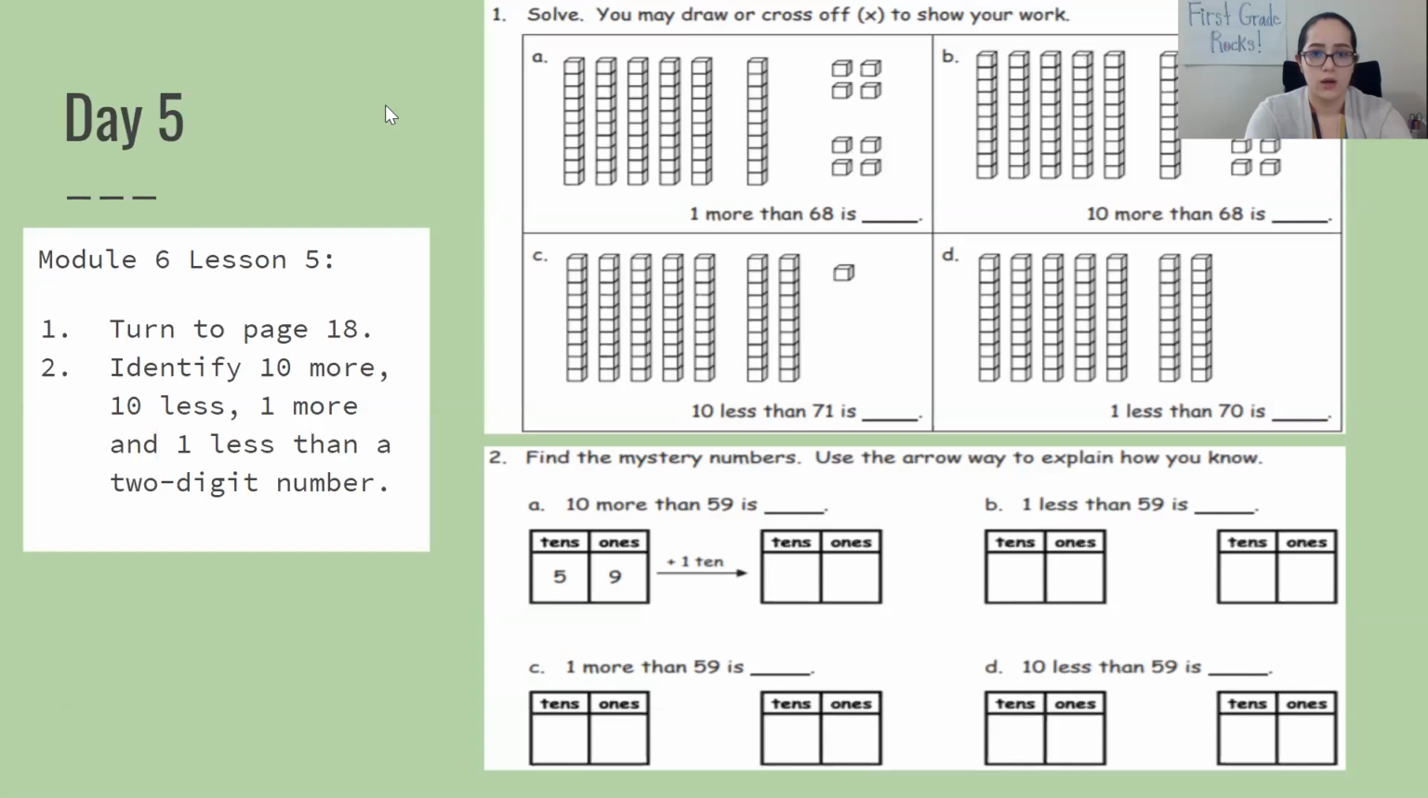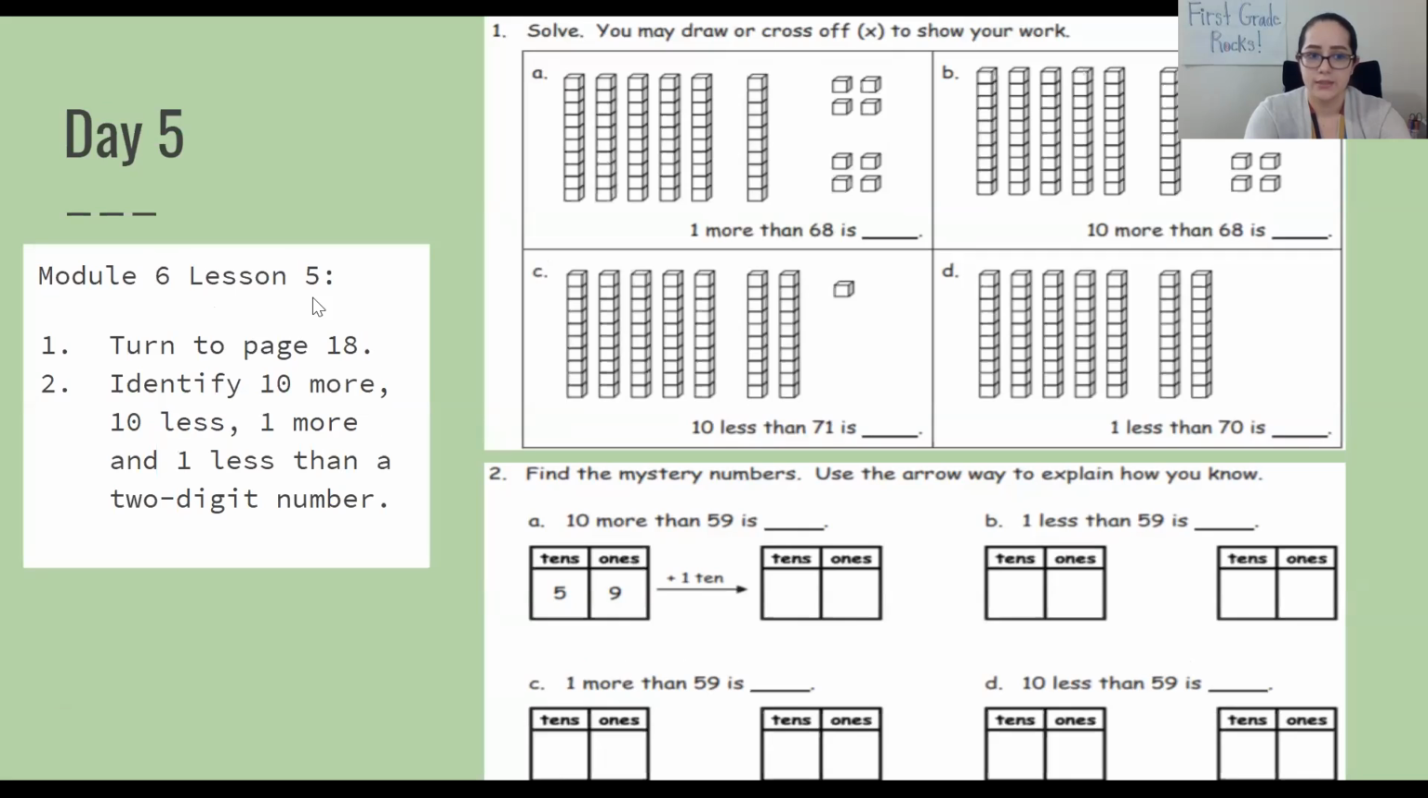All right, continuing on with day 5. Students are going to complete module 6, lesson 5, and this is on page 18. Students are going to identify 10 more, 10 less, 1 more, and 1 less than a 2-digit number. All right, so let's go and see what we have to do. So number 1, here it says solve. You may draw or cross off X to show your work. So let's go ahead and see what they want us to do.